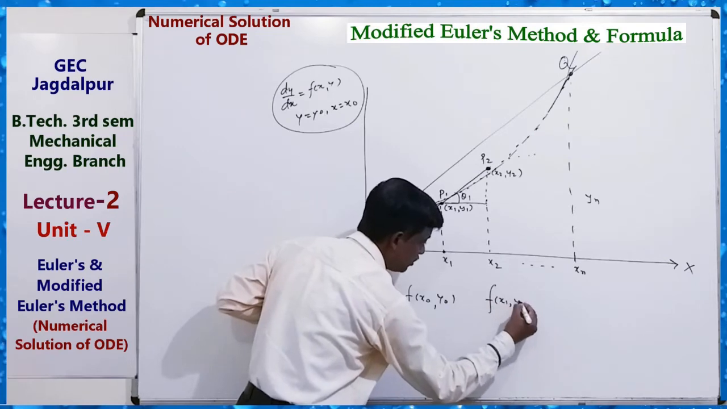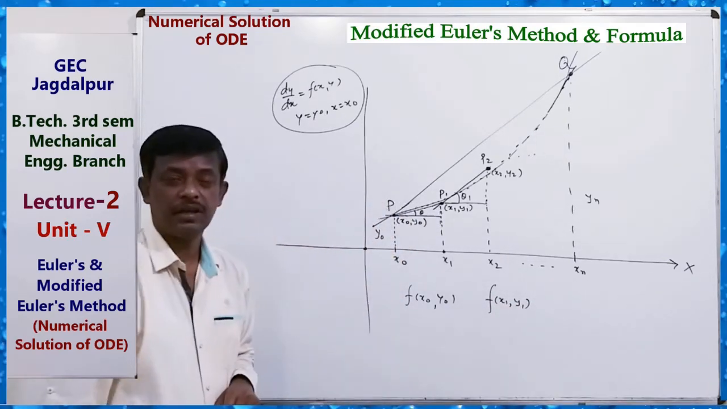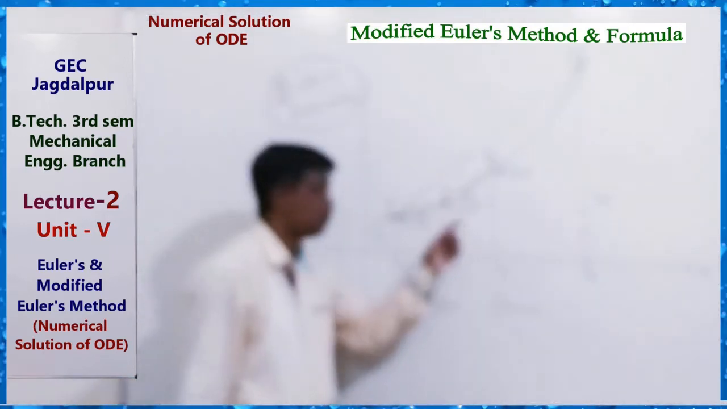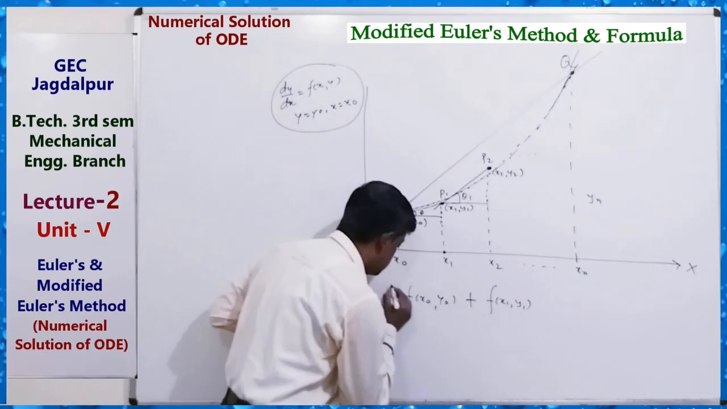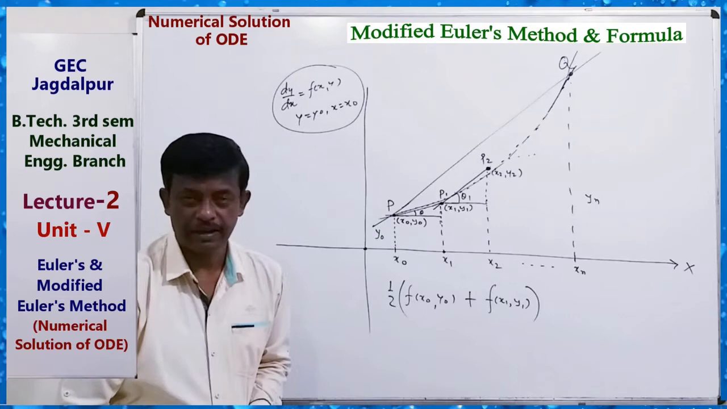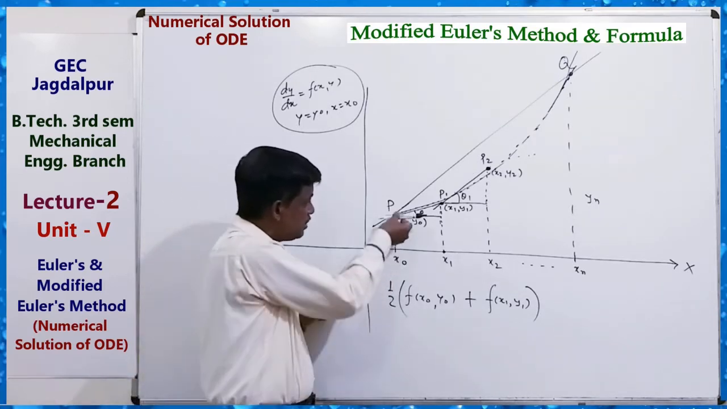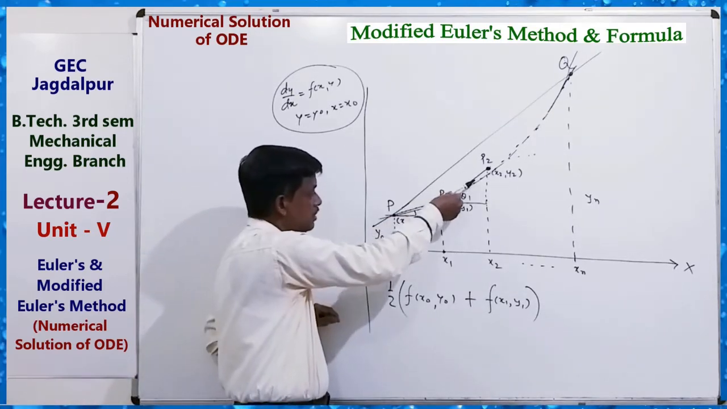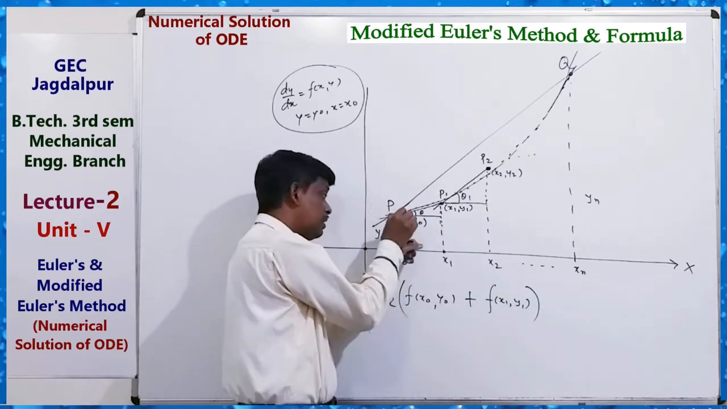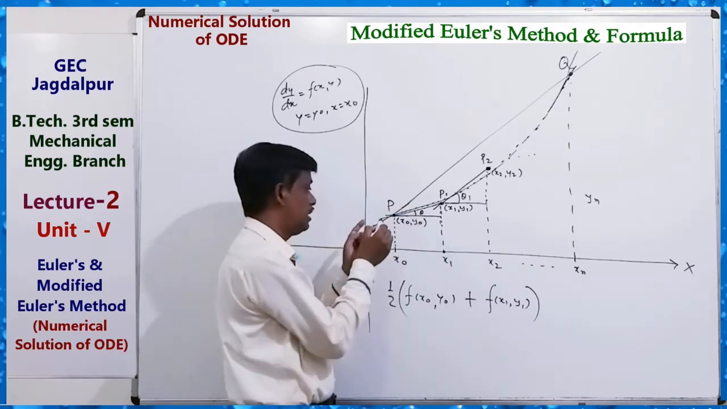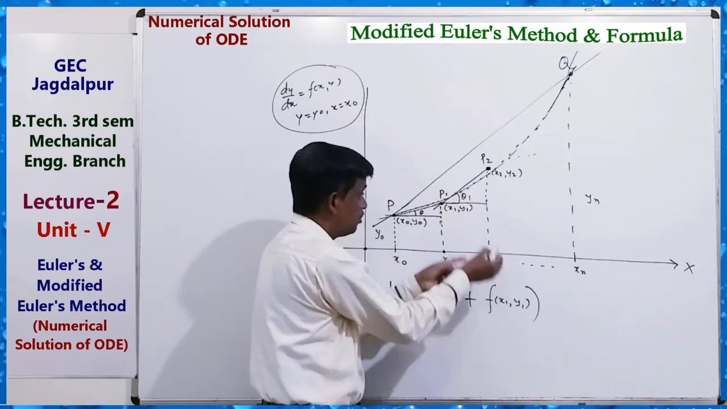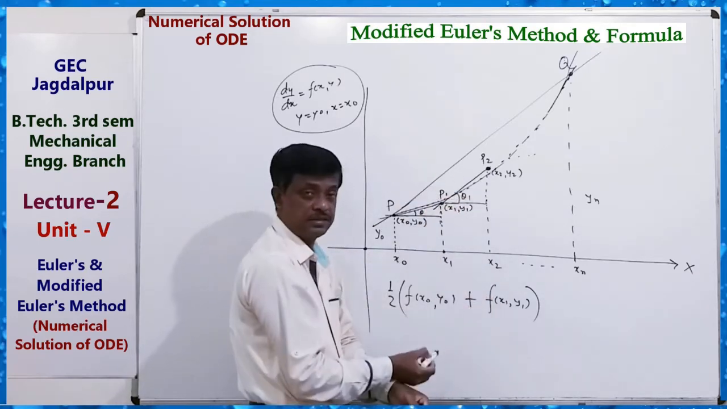Yes, x1, y1. So this is the slope at this point of tangent. Now if we take the average of these two slopes, then this is the tangent, the average of these two slopes. By taking this slope, we draw a tangent here like this. By taking this slope, we draw a tangent here, and we get this.